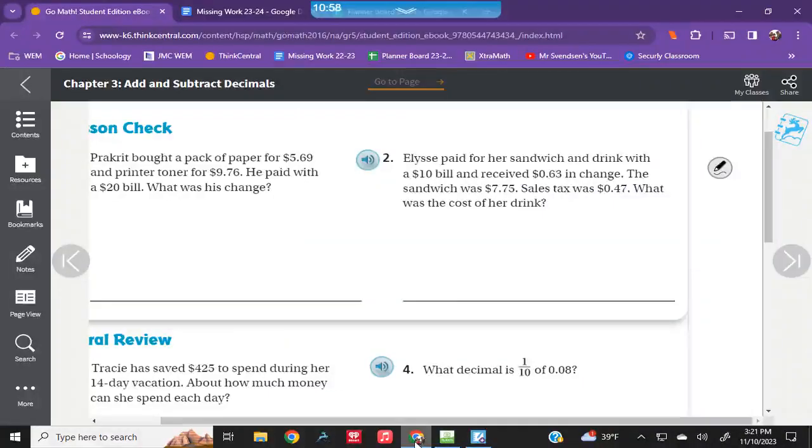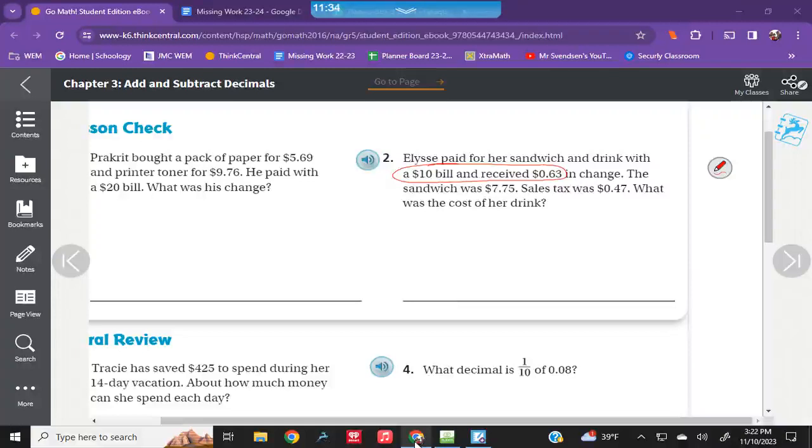All right. Elise paid for her sandwich and drink with a $10 bill and received 63 cents in change. The sandwich was $7.75. Sales tax was 47 cents. What was the cost of her drink? All right. So the first thing we've got to do is figure out how much her total bill was. So what we need to do is take $10, and she received 63 cents change.